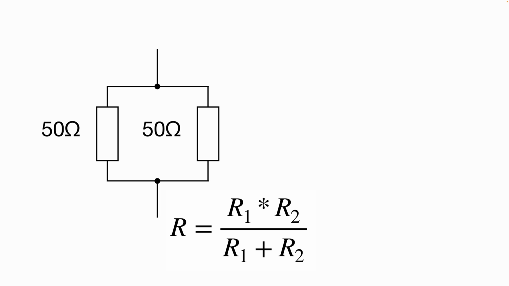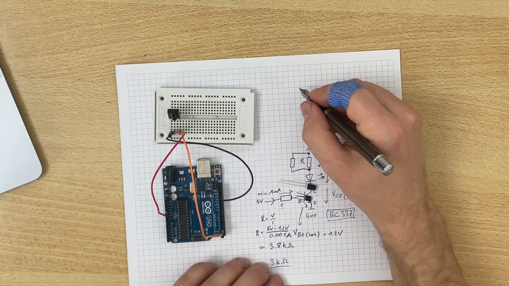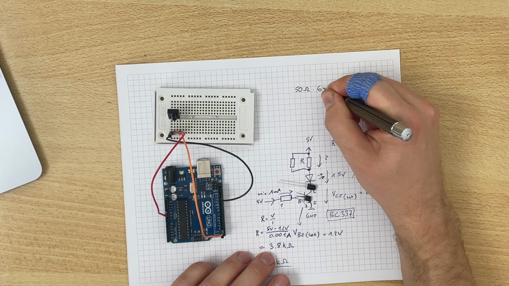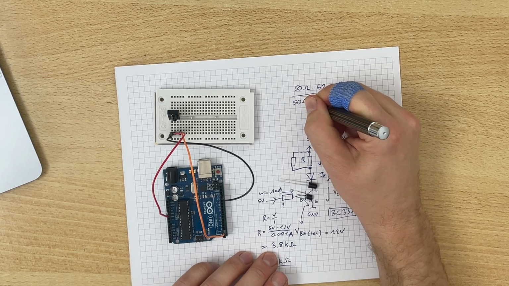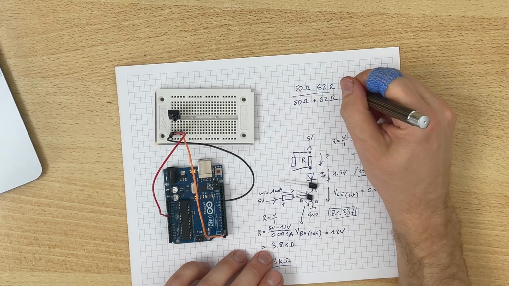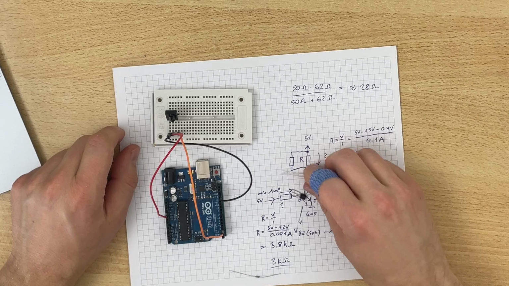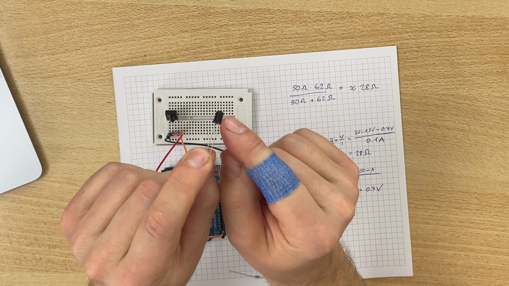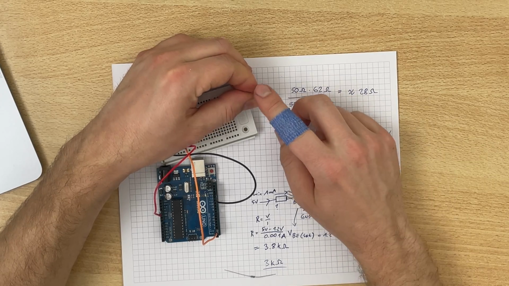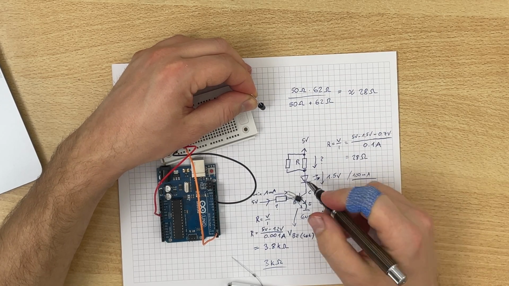But if you use it in parallel, then the total resistance is smaller than every single one of them. If you use two that are the same, so if you use 50 and 50, it is exactly half of that. So it is 25. But in this case, we need 28, and 50 ohms times 62 ohm divided by 50 ohm plus 62 ohm. Now this gives us approximately 28 ohm. So that's almost perfect. It's a little bit less, so we will get a little bit more current, but that's fine. One last thing. With the diode, you will see one flat side of the LED. And this means this is the cathode.